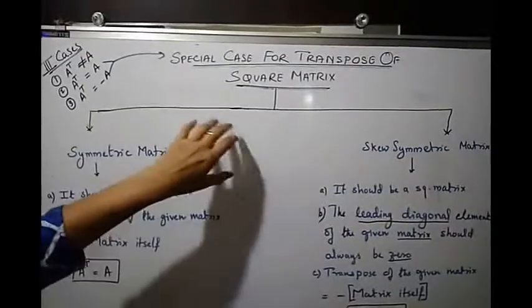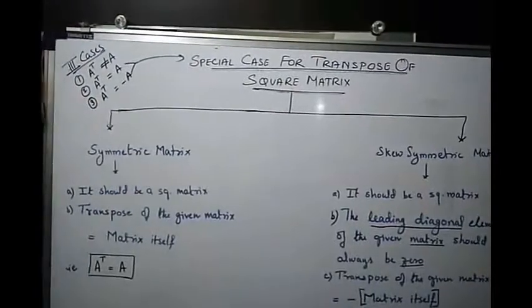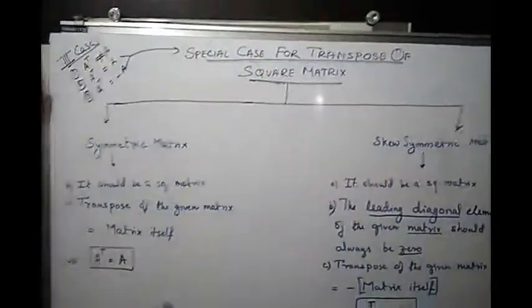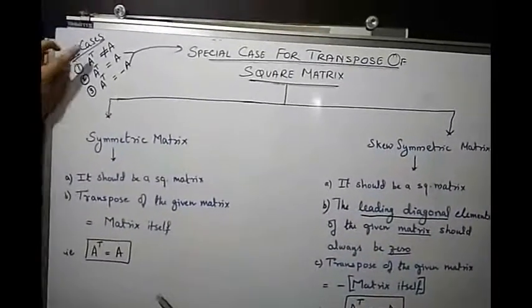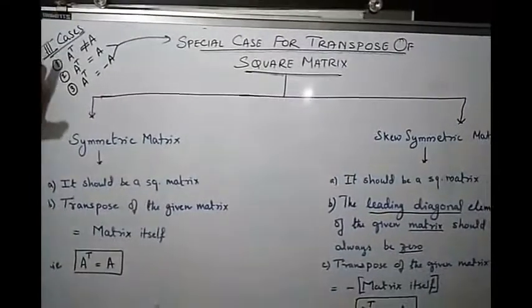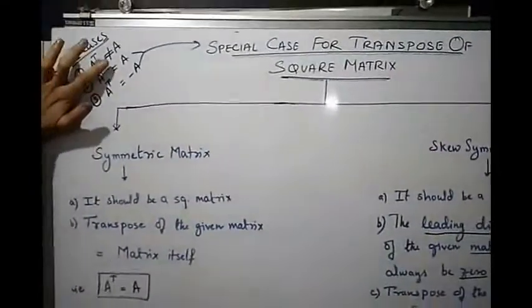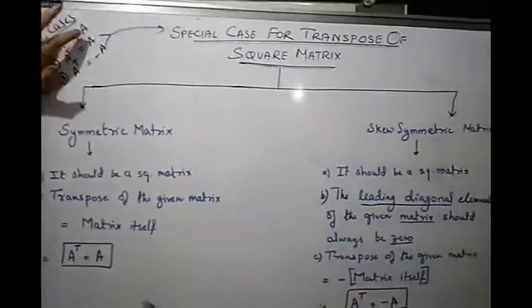Now, previously we have seen transpose of a matrix. It is simply the interchange of row and column. Now here we will be dealing with transpose of a square matrix. Now three cases arise. The first case is any matrix you take, its transpose is not equal to the matrix itself. That means A transpose is not equal to A.